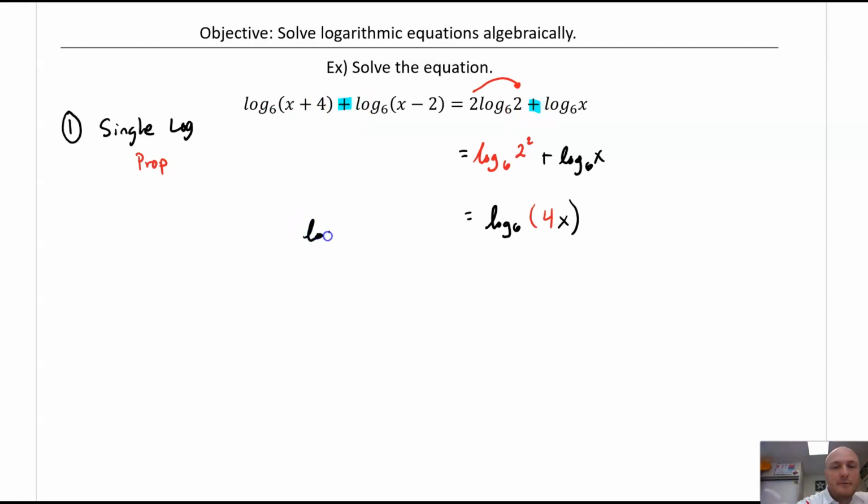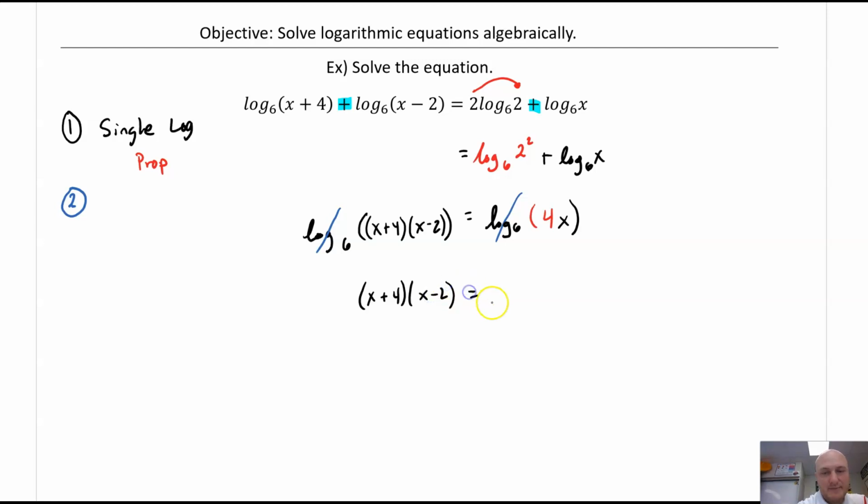So this is log base 6 of x plus 4 times x minus 2. Single logarithm on both sides. So before I go ahead and multiply out the argument on the left side, I'm going to do step 2, which is the property of equality. I'm going to get rid of those logs. So now I have x plus 4 times x minus 2, which is equal to 4x.